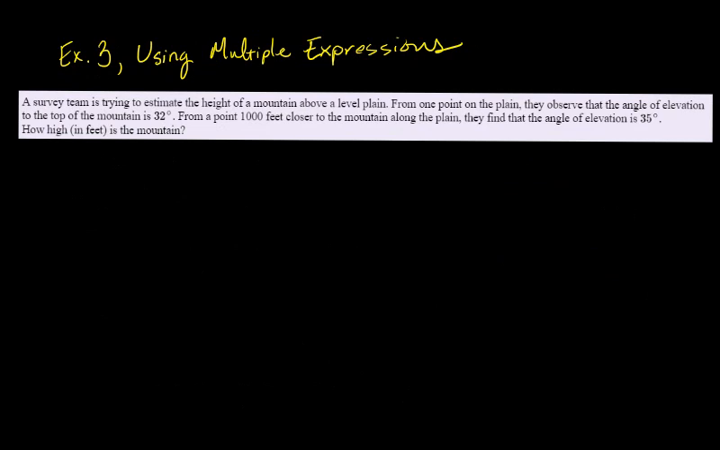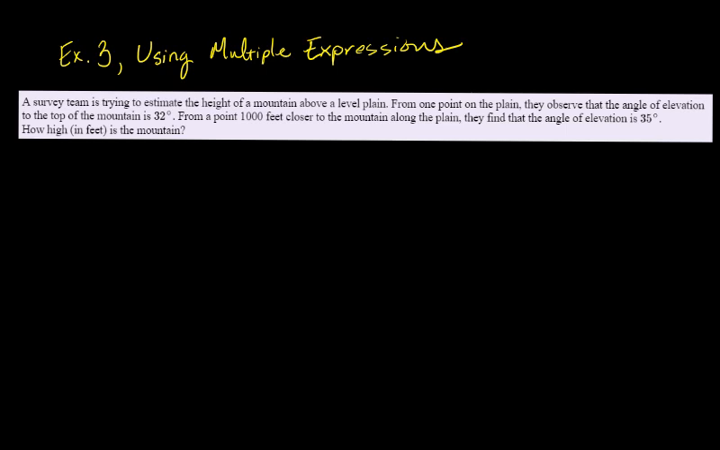So here we are. It says a survey team is trying to estimate the height of a mountain above a level plain. From one point on the plain, they observe that the angle of elevation to the top of the mountain is 32 degrees. From a point 1,000 feet closer to the mountain along the plain, they find that the angle of elevation is 35 degrees. How high in feet is the mountain?